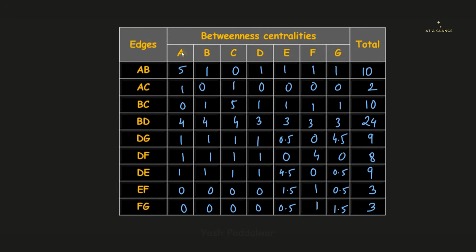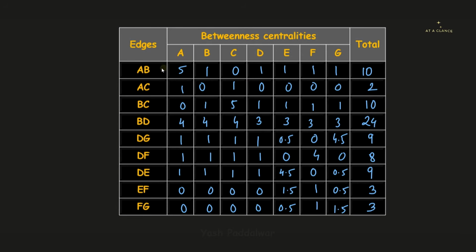And apart from that, I have written over here as the columns the nodes that we have considered as the root node every single time. Now, once we do this, after that, we also have to write a column of total. That is, we have to add the subsequent values of these edges with respect to every single node.